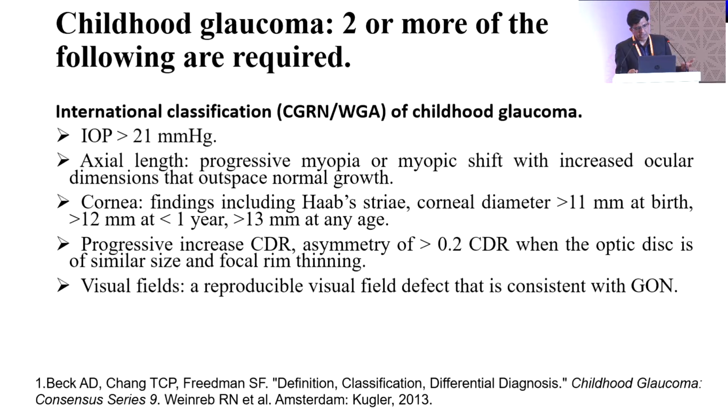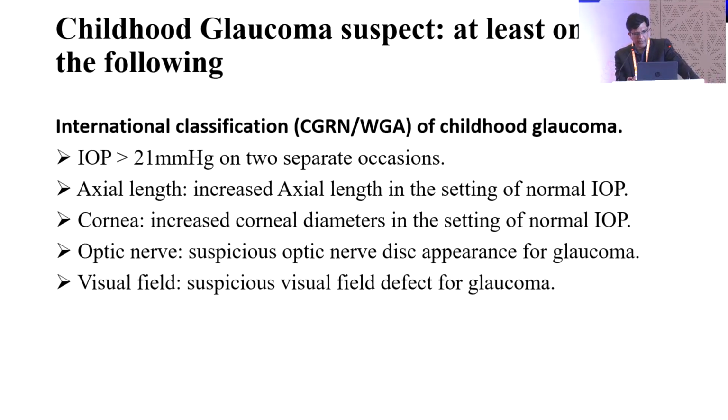And of course, if the child is old enough, you can get a visual field done to look for visual field effects. So if any two of these are present, then classically it is a case of childhood glaucoma. This diagnosis is well respected by pediatric glaucoma specialists all over the world. But if you are suspecting a child with glaucoma, then any one of these needs to be present.